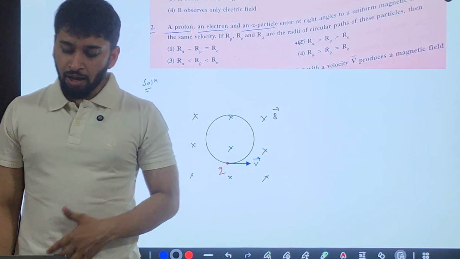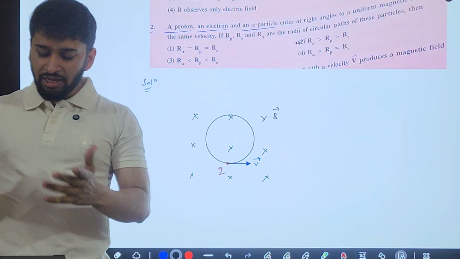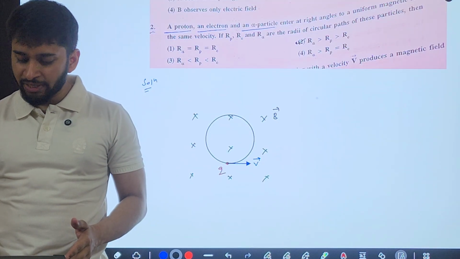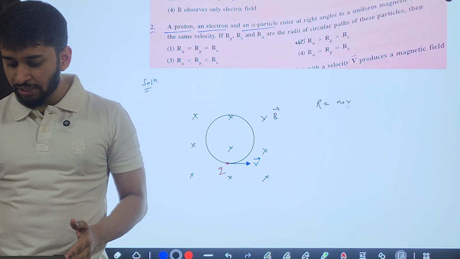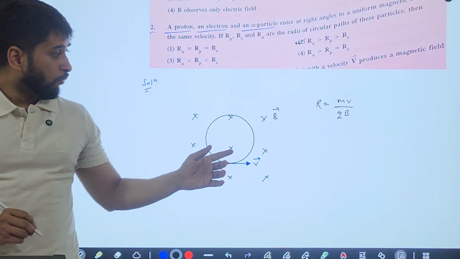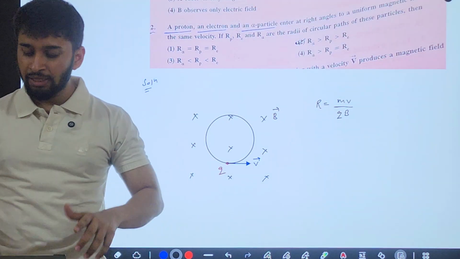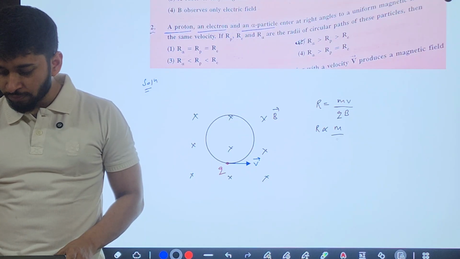A proton, an electron and an alpha particle enter at right angles to a uniform magnetic field with the same velocity. Then you have to compare the radii. Very simple formula: the formula for radius is mv by qB. Everyone knows it. If you don't know, you did not study. That's the only thing I would say. Here v is the same and the magnetic field is the same. In that case, the radius is directly proportional to the ratio of mass by charge.